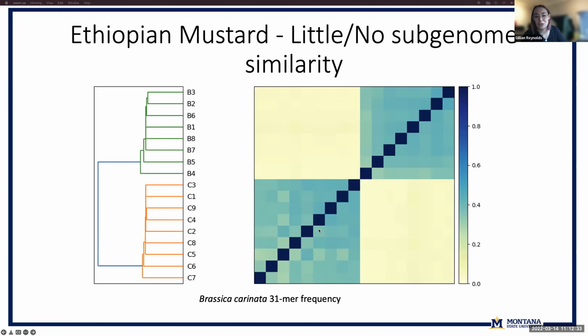I did say I'd show you one with very little inter-subgenome similarity, and the Ethiopian mustard is a great example of this. We still have two beautifully separated subgenomes. However, there is little to no inter-subgenomic similarity, so it's in zeros. It's in the yellow, sorry, highlighting the zeros or close to 0 score.